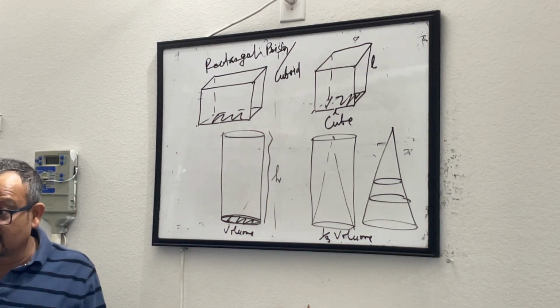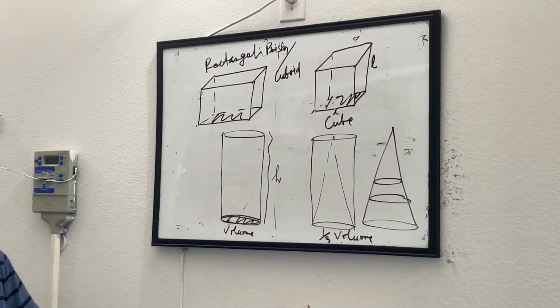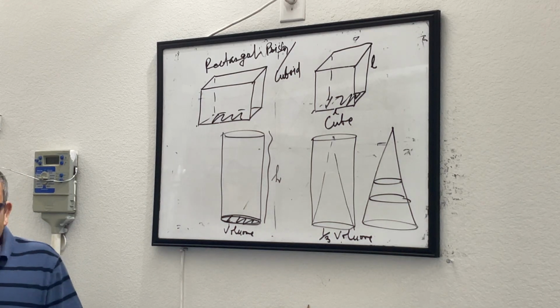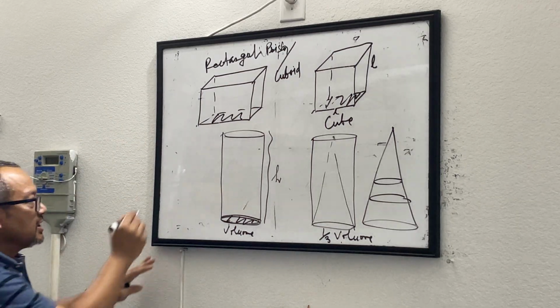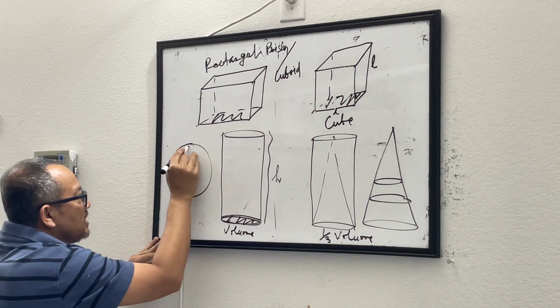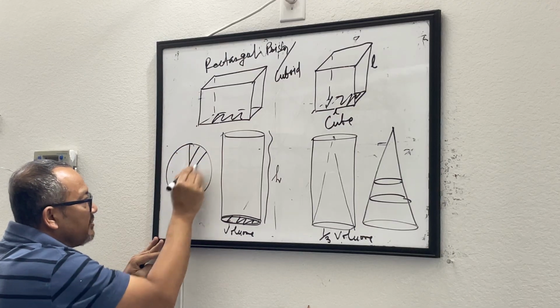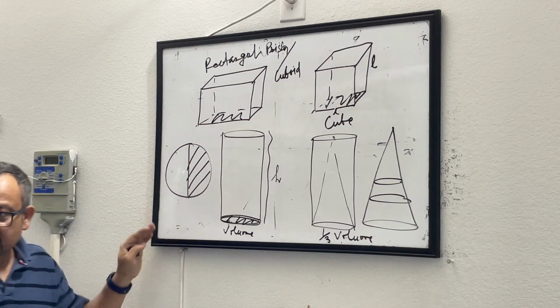So far I have not disclosed what the volume is. I have not even told you how to find it out. But so far, with the shapes you are comfortable. Now think of a sphere. A sphere is what? This is a semicircle, okay?